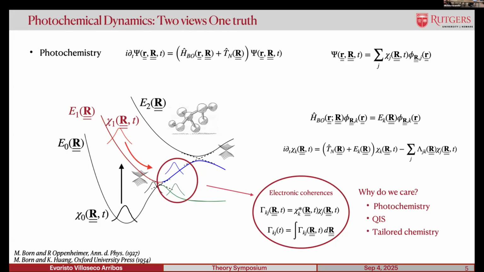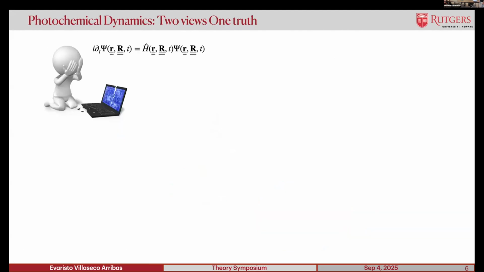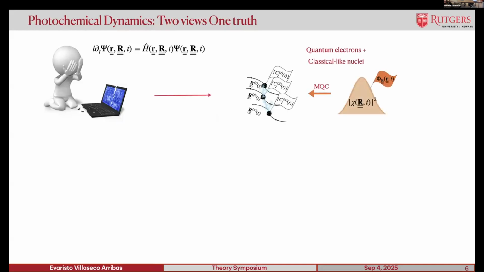Now, this idea is very nice, but it turns out that simulating the full quantum dynamics is limited to a very few degrees of freedom. So we have to make approximations. And one set of methods that strike a very good balance between accuracy and efficiency are mixed quantum classical methods.